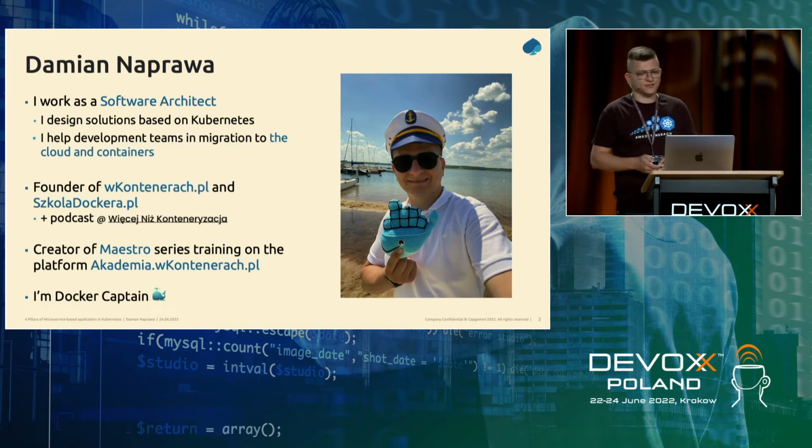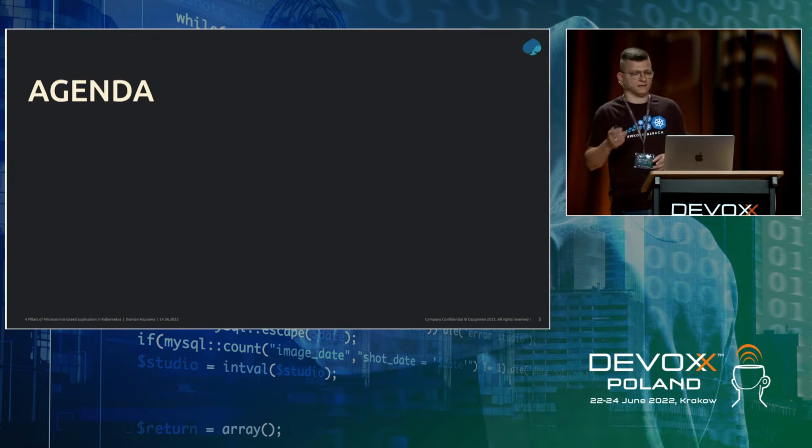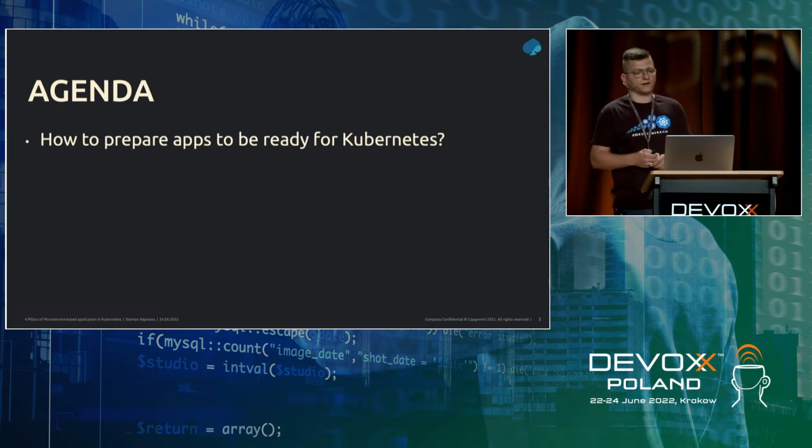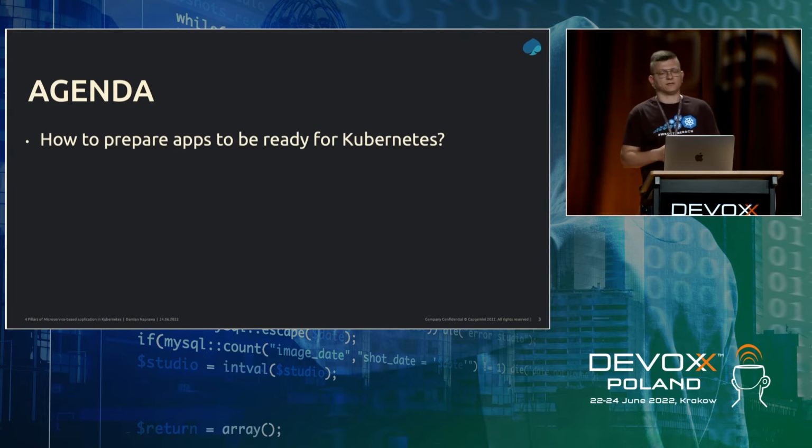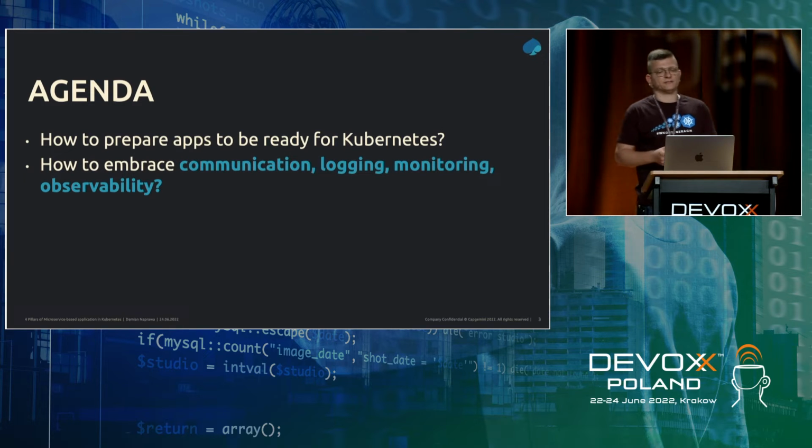And let's focus on the agenda, which is how to prepare applications to be ready for Kubernetes. I think it's the most important thing for developers, especially when we are thinking about migrating from VMs to Kubernetes. This is a different mindset we need to apply: how to embrace communication, logging, monitoring, and observability. Those are the 4 pillars of microservice-based applications we will cover today.